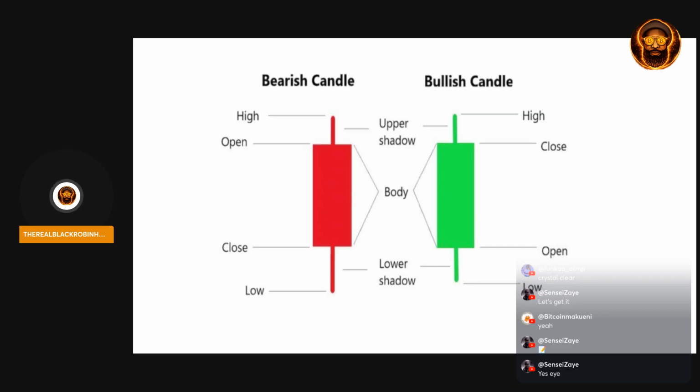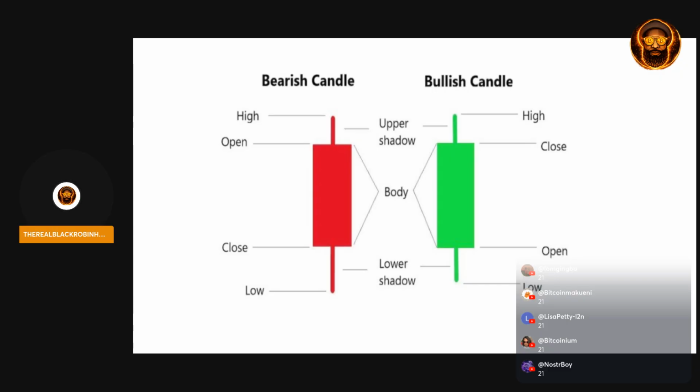This is the basics of candlesticks. This is how we trade. This is what we use to trade. This is what we utilize to find the patterns in the market. So in order for you to start, you have to understand the basics. This is the basics of trading. You're going to need to understand candlesticks.